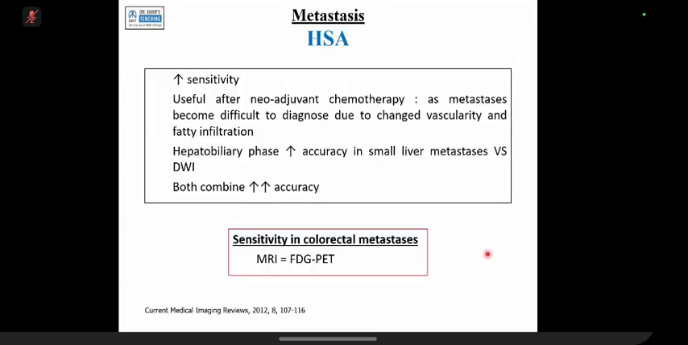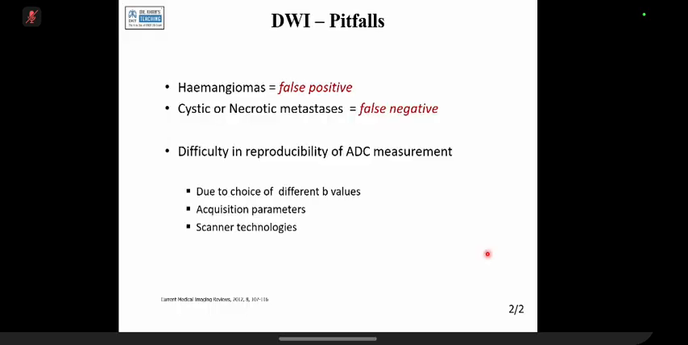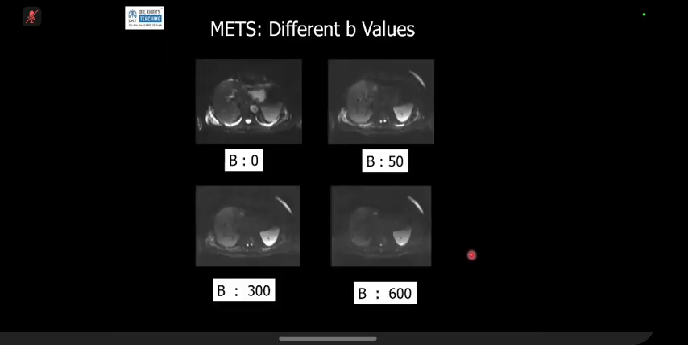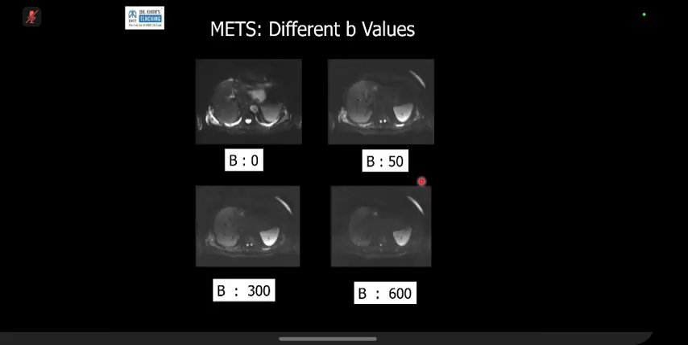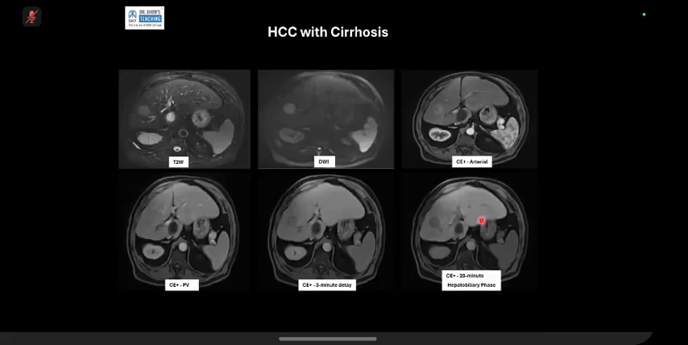Metastasis, now the surgeons utilize HSA, the Primovist, routinely for metastasis in what? Colon cancer metastasis, because they want to make sure that they don't miss any metastasis. So DWI sequence, I have told you it is very good. Restricted diffusion can be seen in many malignant lesions, but the false positive is hemangioma.